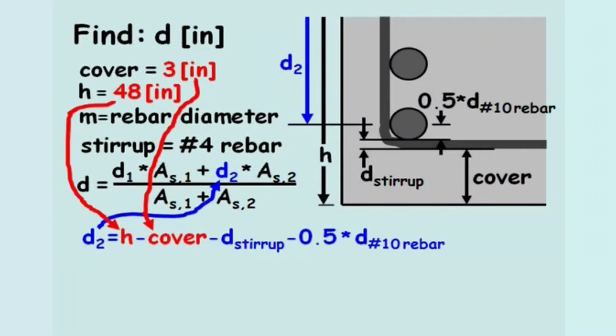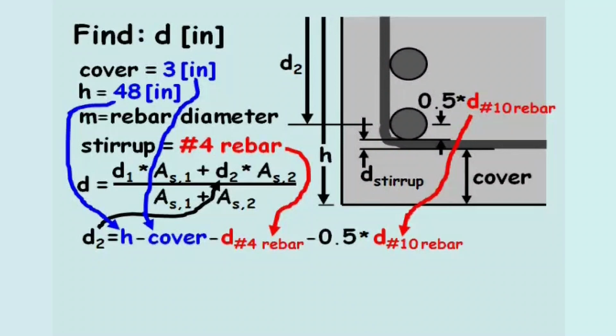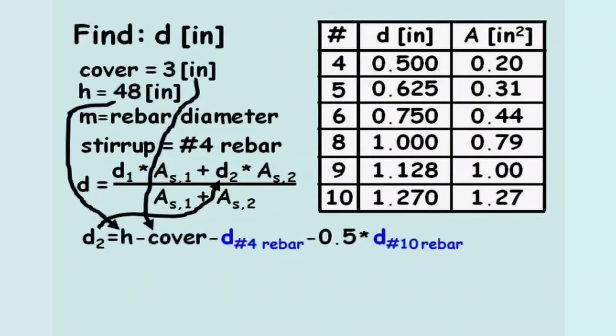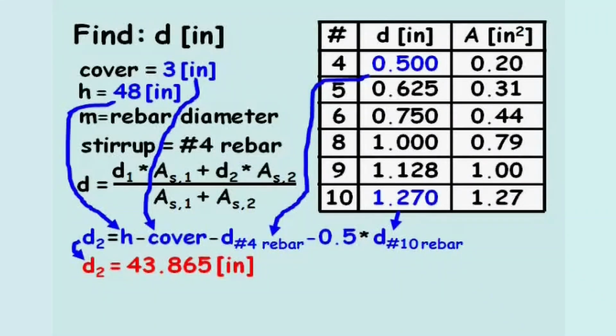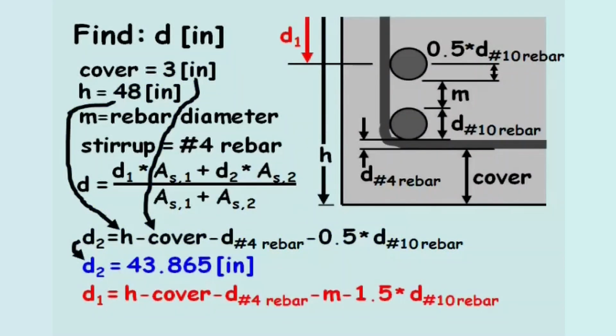We can look up the diameter for the number 4 and number 10 size rebar in a standard table. From that table, we extract the values of 0.500 inches and 1.270 inches for these two diameters. Plugging in all the variables, the depth to the second row of tension steel equals 43.865 inches.